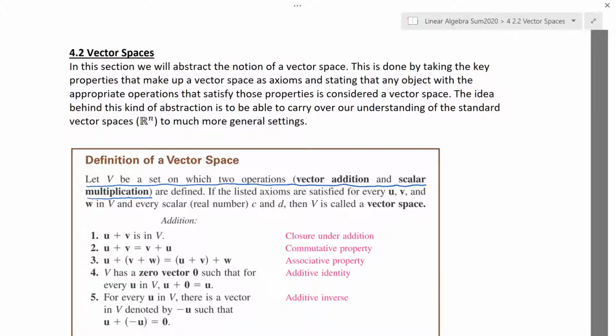In this video, we're going to go over section 4.2 on general vector spaces. So the idea here is that we're going to abstract the notion of a vector space by taking the key properties of a vector space as axioms and stating that any object with the appropriate operations that satisfy these properties is considered a vector space.